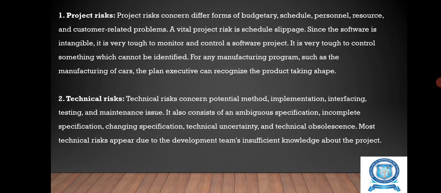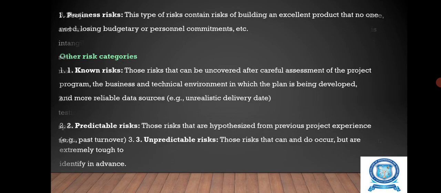Technical risk. Technical risk concerns potential method, implementation, interfacing, testing, and maintenance issues. It also consists of ambiguous specification, incomplete specification, changing specification, technical uncertainty, and technical obsolescence. Most technical risks appear due to the development team's insufficient knowledge about the project. Business risk. This type of risk contains the risks of building an excellent product that no one needs, losing budgetary or personnel commitments, etc. Other risk categories are known risks and predictable risks.